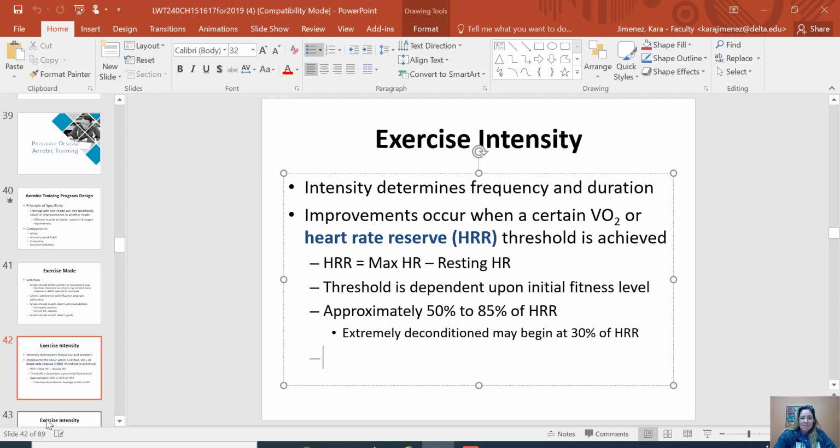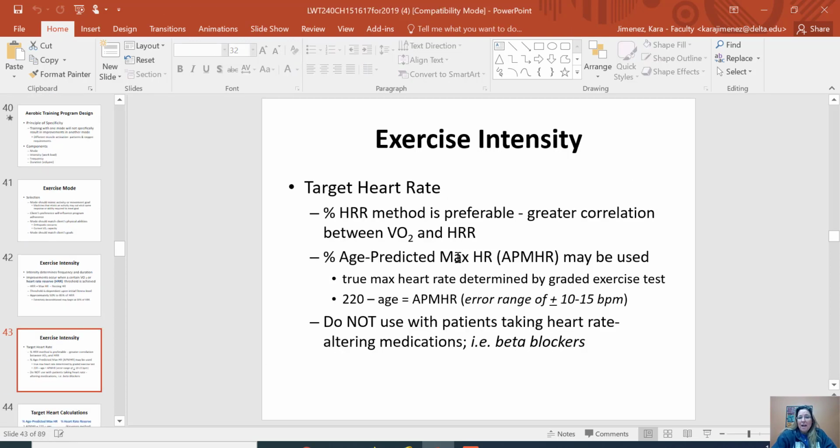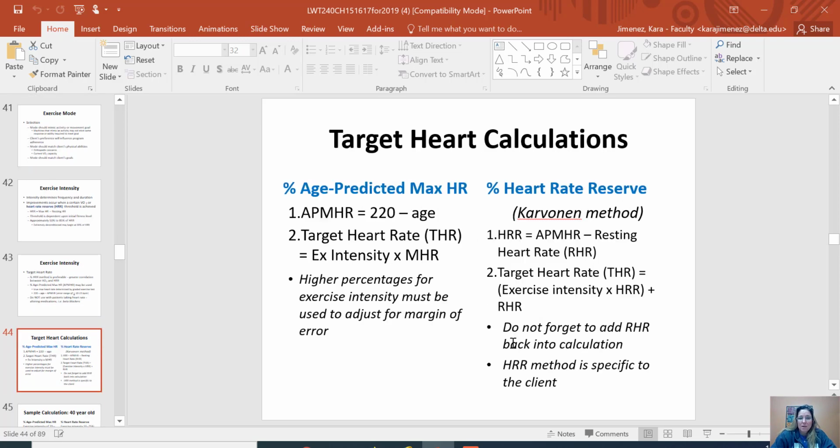In addition to that, we can look at things like if they're on medications, right? If that client is on beta blockers, we know beta blockers slow down a heart rate. Okay, so using that Karvonen method is not something we want to rely on for an accurate indicator of if their intensity is working well or not. So instead, maybe using an RPE is a better method.